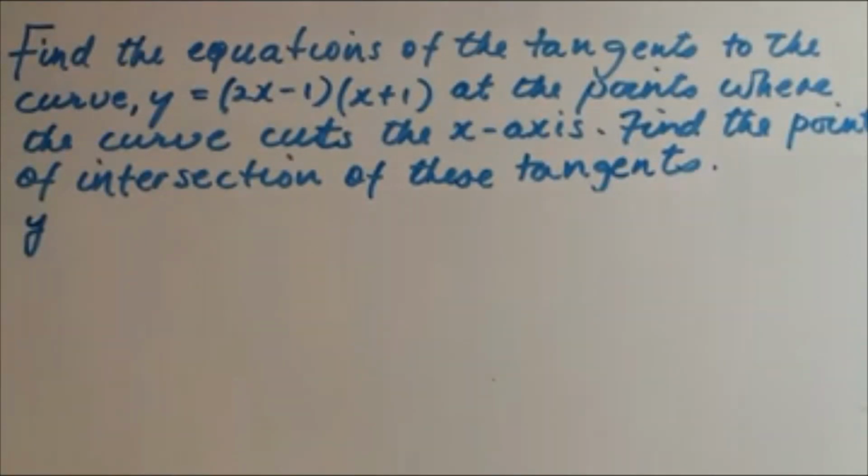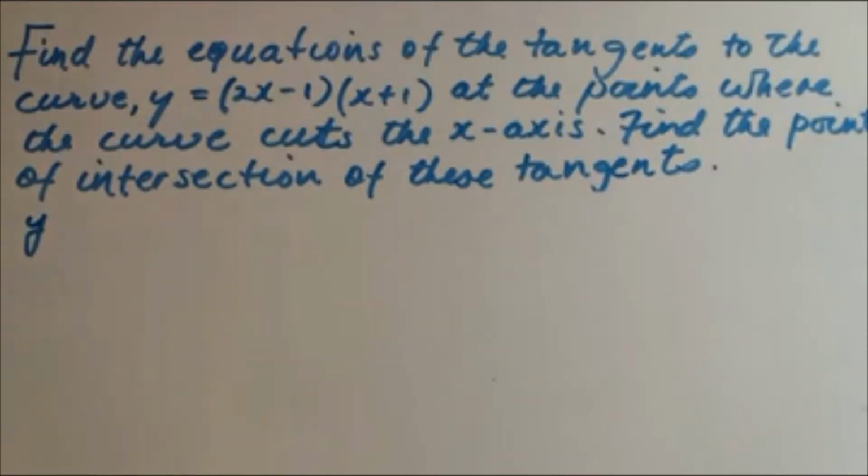We need to find the equations of the tangents to the curve y equals (2x minus 1)(x add 1) at the points where the curve cuts the x-axis. We also need to find the point of intersection of these two tangents.